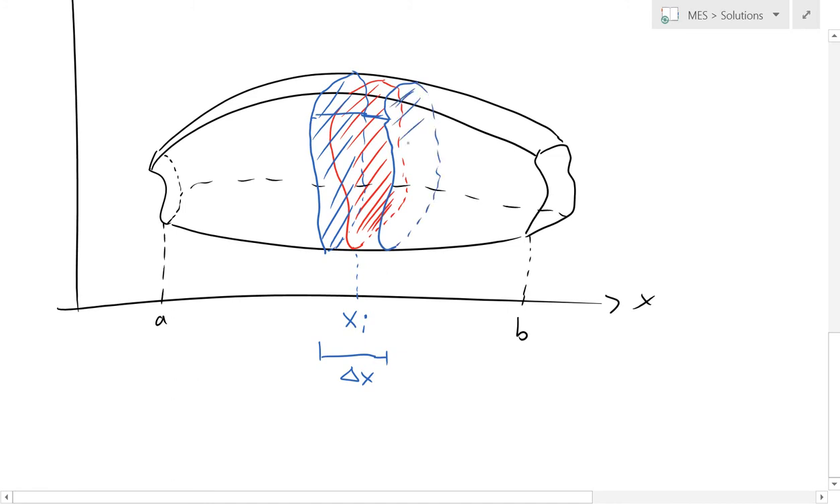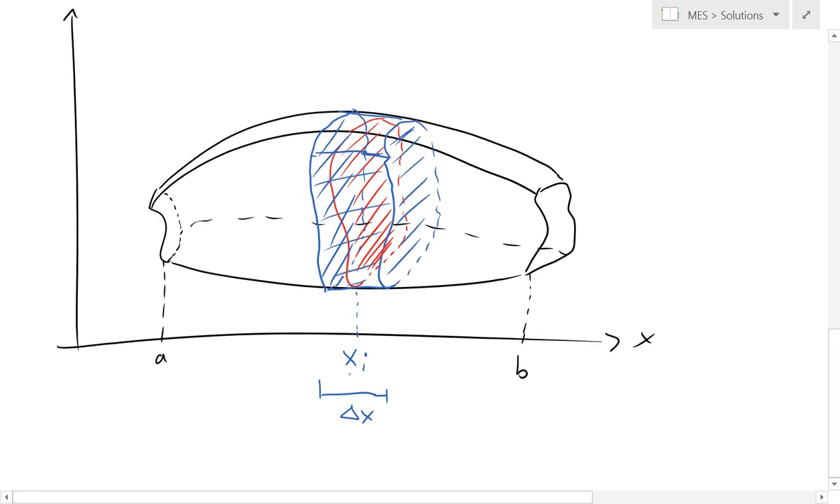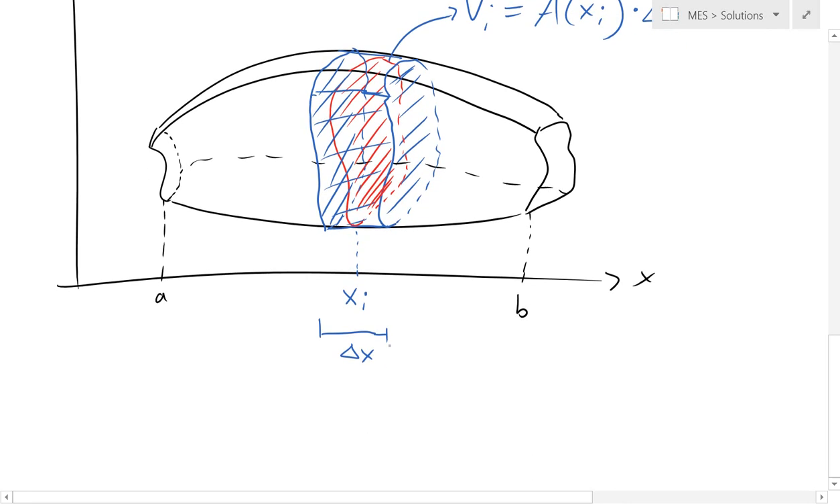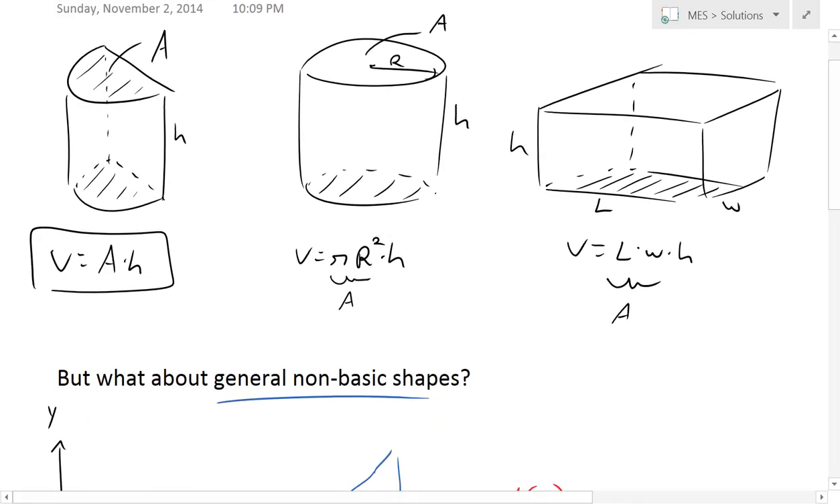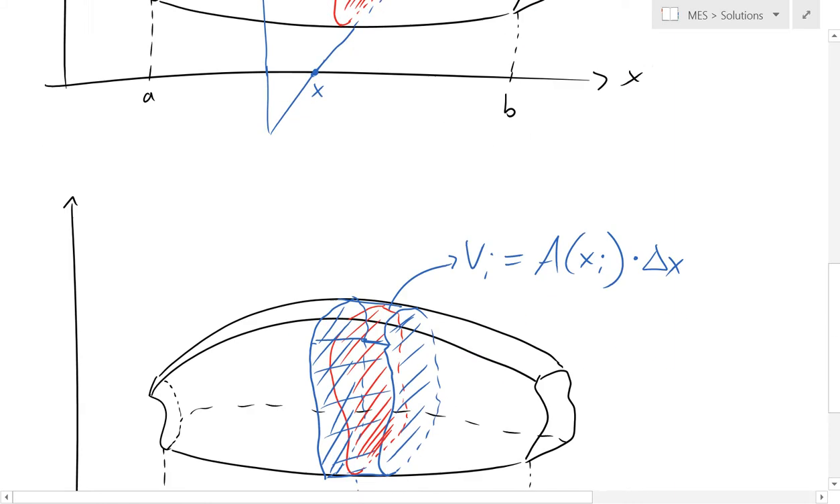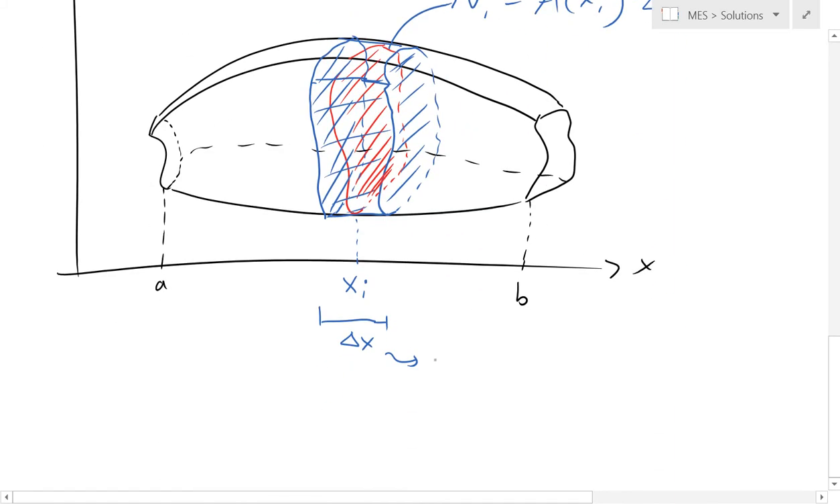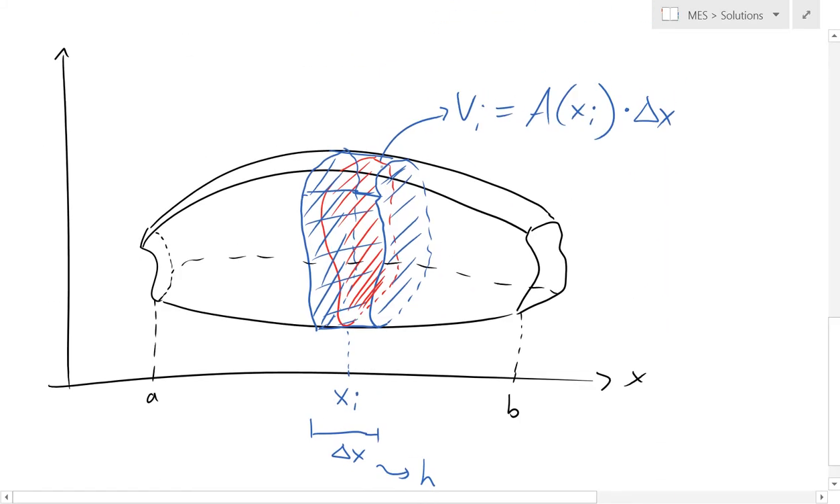So we're going to have now the same shape moved left and right, and if we were to fill this area completely in, we're going to have an estimated volume for this segment, which we'll call V_i, and that equals A of X_i times delta X right here, which is this delta X. And now this is exactly how our cylinders were initially, where you have an area times a height, and that's our volume. So this delta X is similar to our H, and there's just the area as our cross-sectional area.